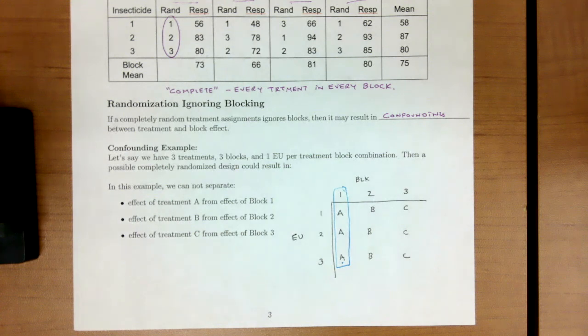So again, in this video, we're just trying to introduce the idea of blocking, how to identify it. In our next video, we're going to talk about the statistical model and do the ANOVA behind it.